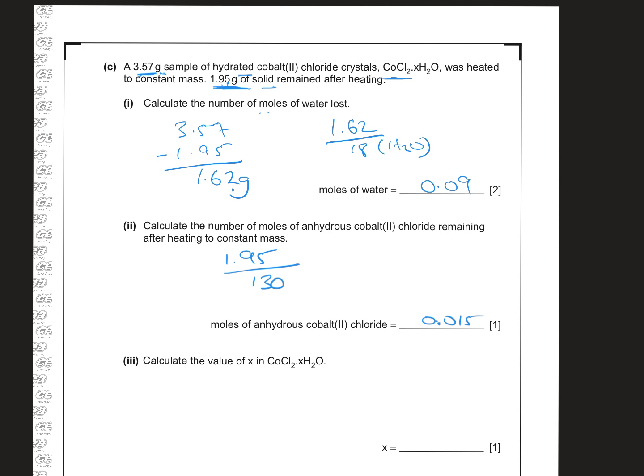Part 3, calculate the value of X. So here we divide by the smallest one, which in this case is this one. So that divided by itself is 1, and that divided by 0.015 is 6.